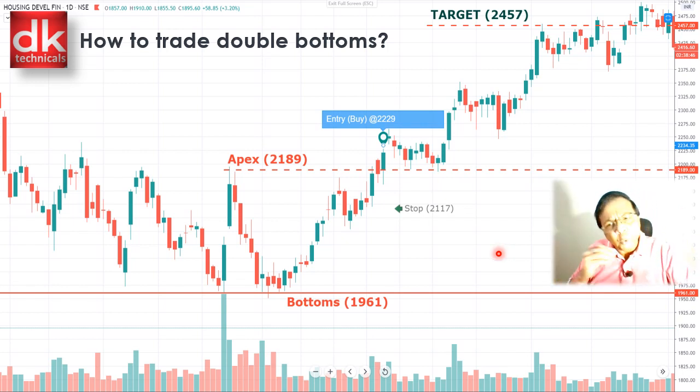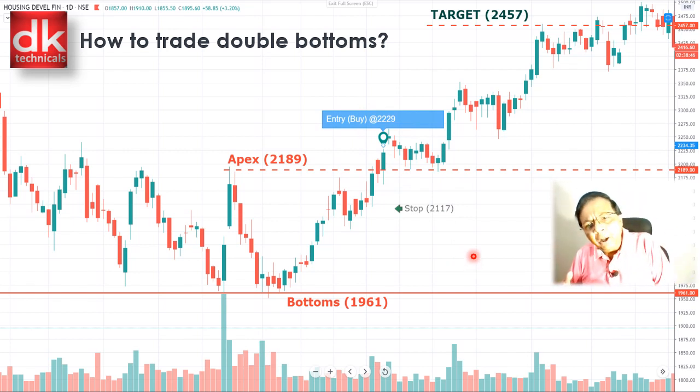Now we can have two types of entry strategy for a long trade. One, we can set a buy stop order above the high of the breakout candle, which is 22.28. So I'll put a buy stop order at 22.29. If that order is triggered, I am in the trade, or else I can avoid the trade.